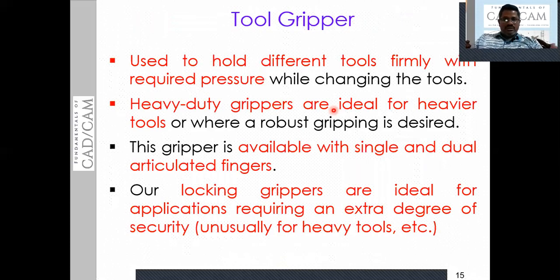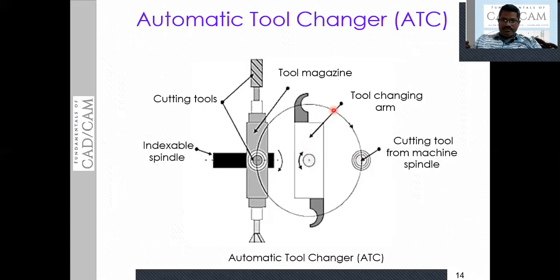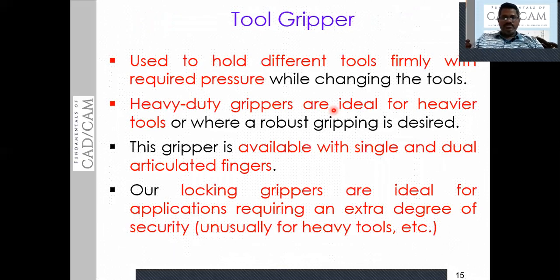Then let me move forward to discuss the tool grippers. Okay, the tool gripper, as I said just now, is a device to hold different tools firmly. Firmly means with the required pressure while changing the tools. Of course, we are changing the tool. Basically this tool gripper is used in the robots. We can also use the robots to pick up the tools. Okay, this tool gripper is used to hold different tools firmly. Firmly means with the required pressure while changing or while moving the devices.